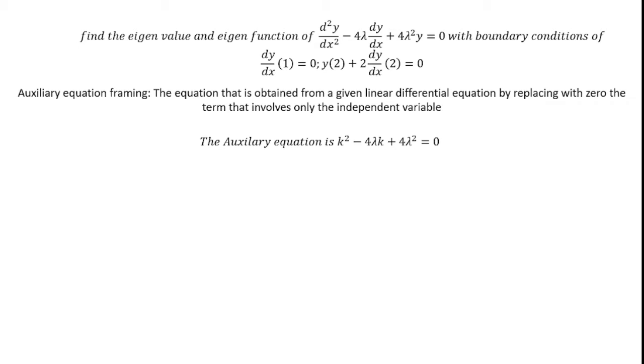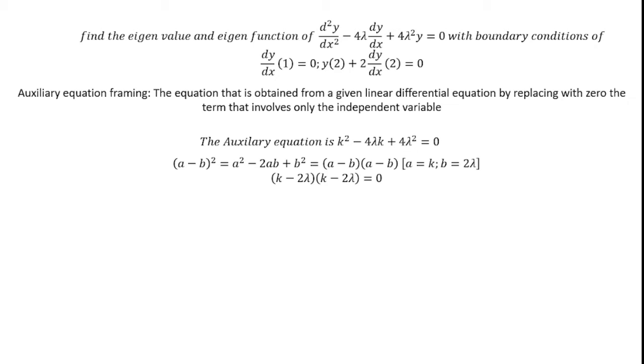Here the auxiliary equation for d square y by dx square minus 4 lambda into dy by dx plus 4 lambda square y is equal to 0. In that I substitute k for d square y by dx square, so that this term is converted into k square, minus 4 lambda dy by dx becomes minus 4 lambda k, plus 4 lambda square. I can leave out y, the dependent variable, from the equation, so that I get the auxiliary equation k square minus 4 lambda k plus 4 lambda square is equal to 0.